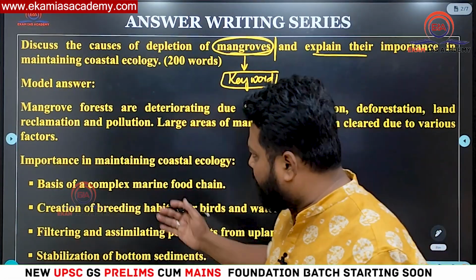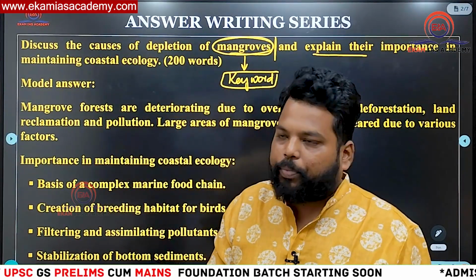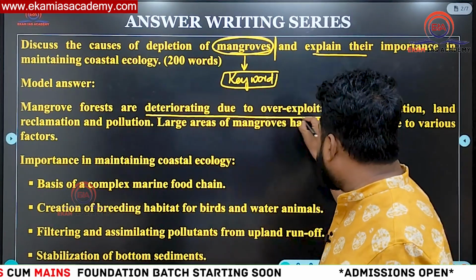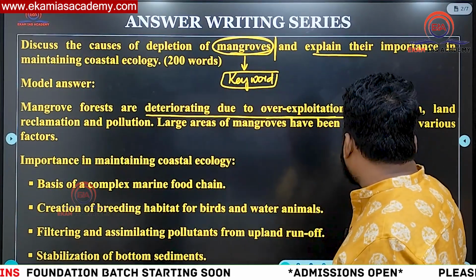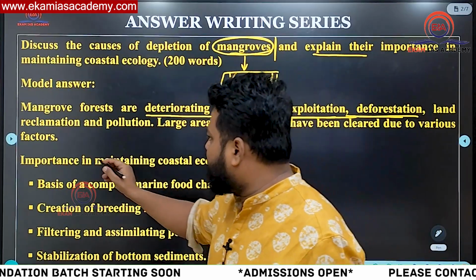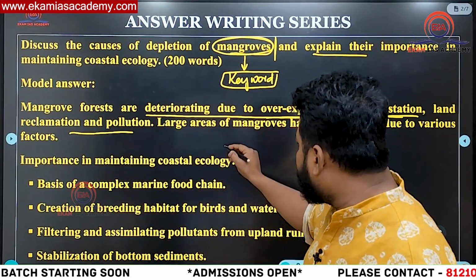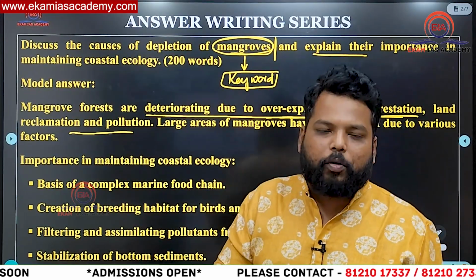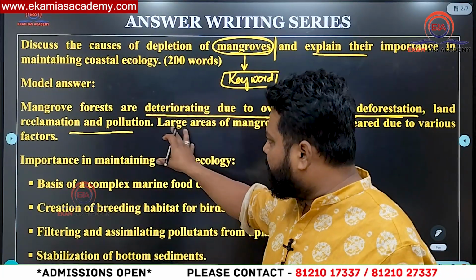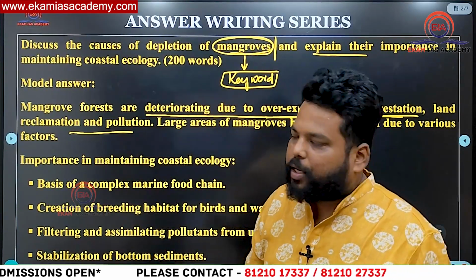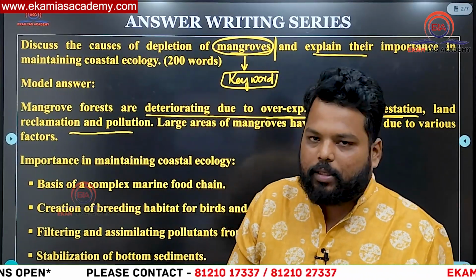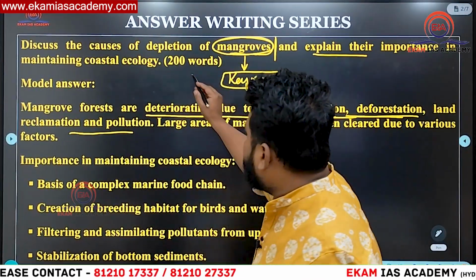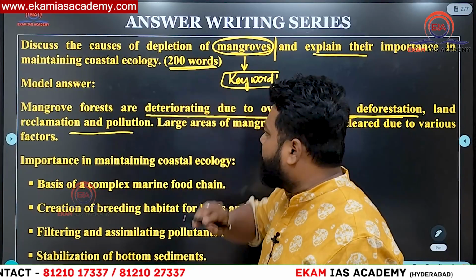If you could see the introduction in this: mangrove forests are deteriorating due to over-exploitation, deforestation, land reclamation and pollution, and large areas of mangroves have been cleared due to various factors. If you could see, either regarding the contemporary context you can start this particular answer, or as a base thing.